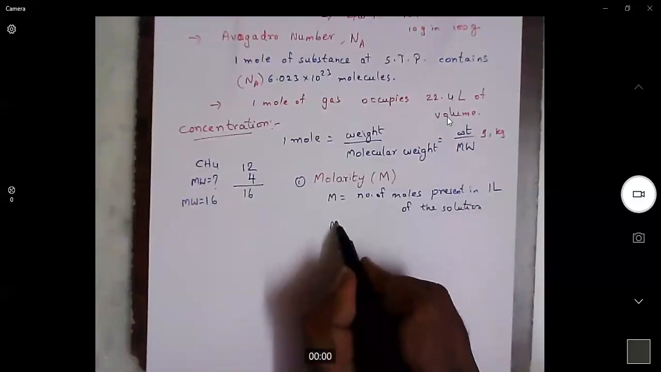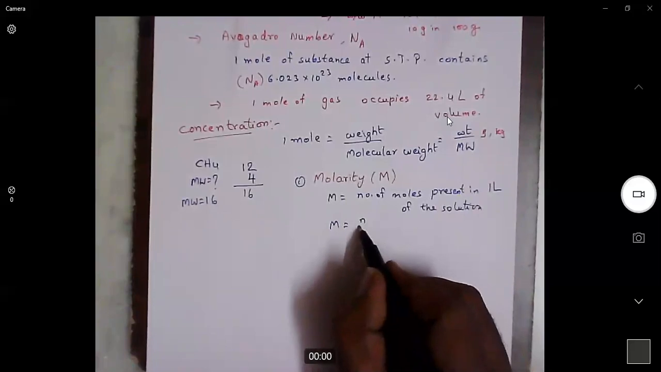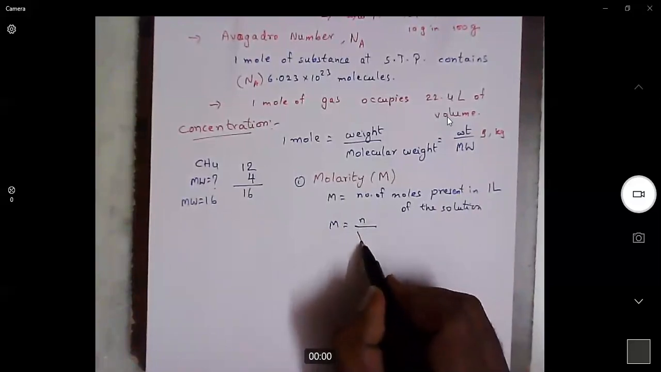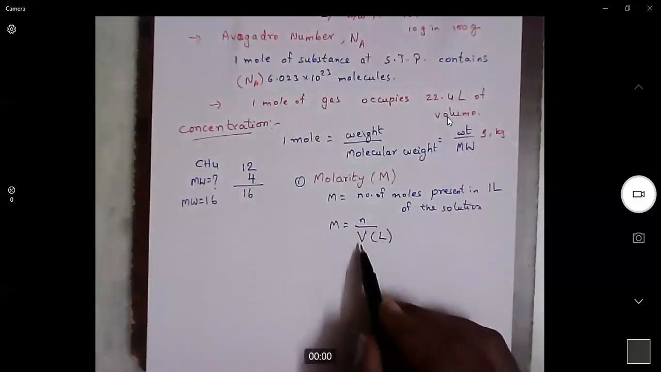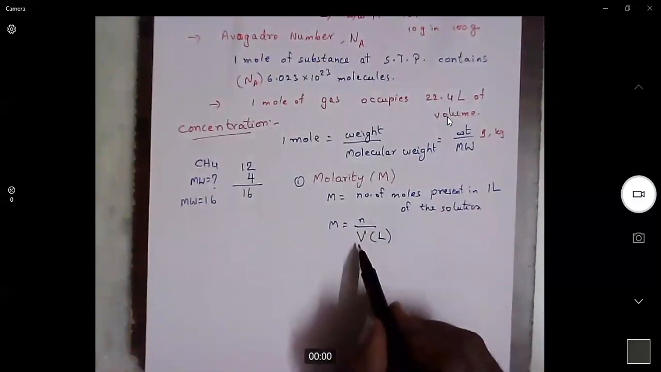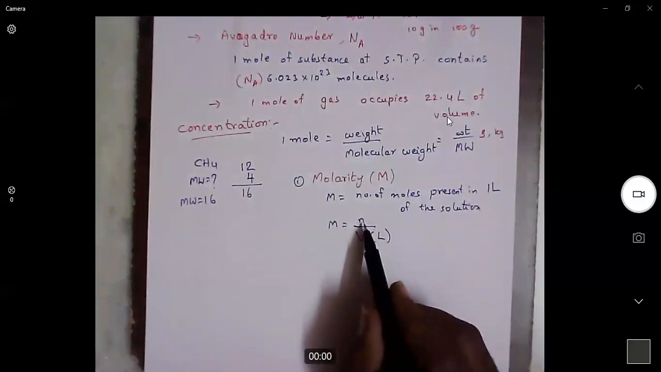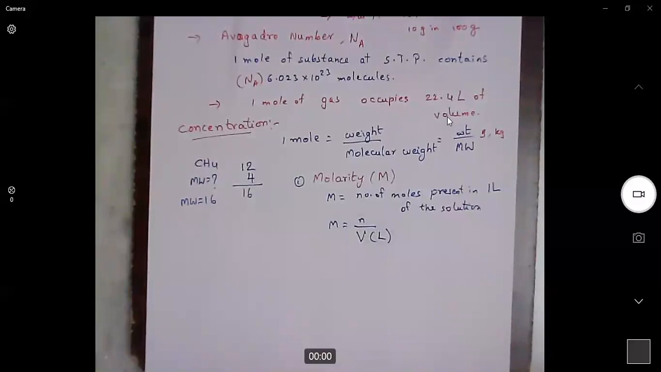Number of moles is generally represented by small n. Small n is number of moles by volume. Volume generally we will represent in liters. Number of moles in 1 liter of the solution, or if there are more liters, then we will divide it. So molarity is given by n by V, where small n represents number of moles and capital V represents volume of the solution.